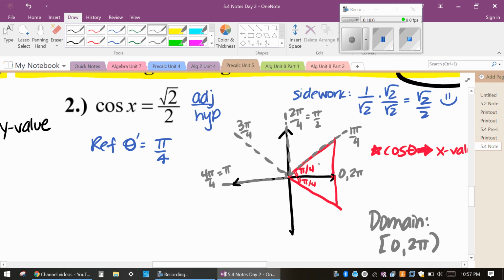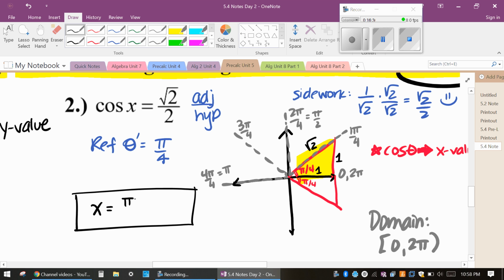So this angle, let me highlight it, this angle is pi over 4. I'm starting to build my answer here. The cosine of what angle is root 2 over 2? Well, pi over 4 would give me, I'm going to fill in my sides, cosine of pi over 4 would be adjacent over hypotenuse, which if I rationalize it would be root 2 over 2.